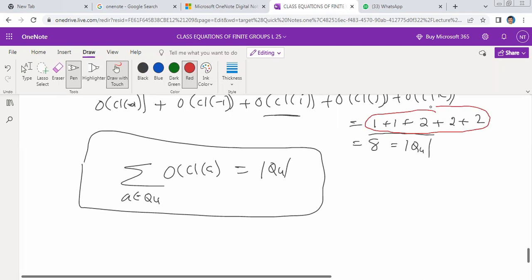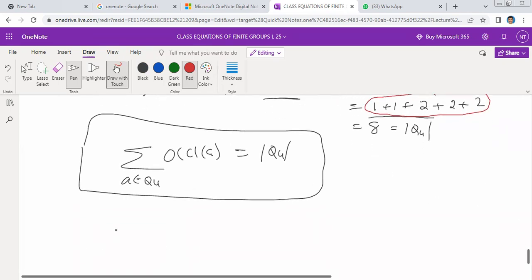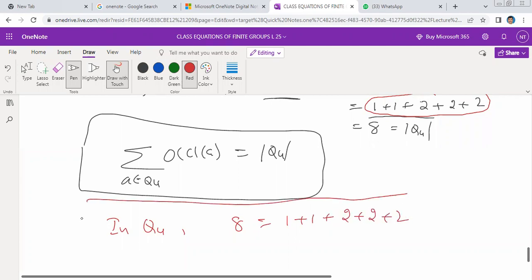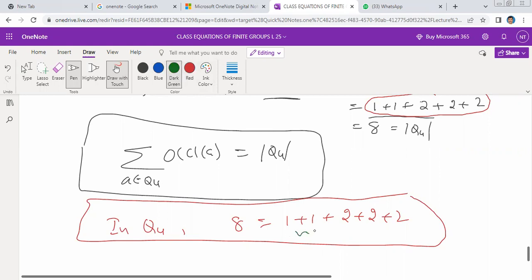Let us take an example. Order 8 classification of Q4: order 8 is equal to 1 plus 1 plus 2 plus 2 plus 2. This is the classification. Order of Q4 is 8. 8 can be written as 1 plus 1 plus 1, 2 plus 2. How many conjugate classes? 5.